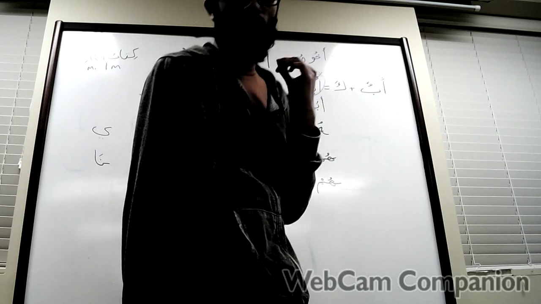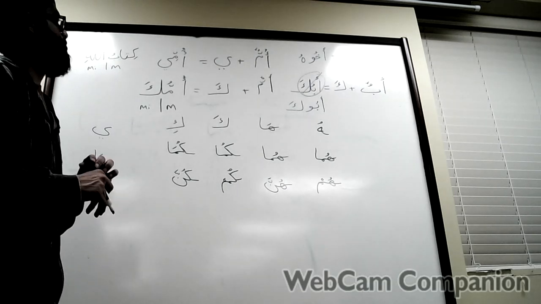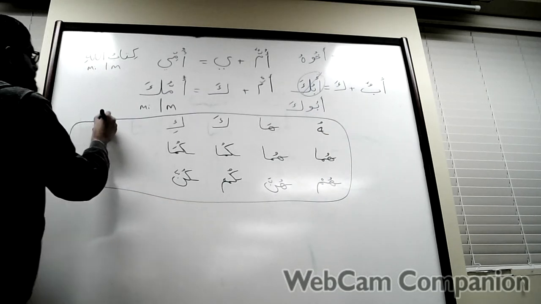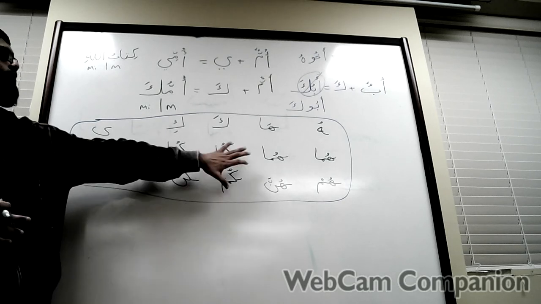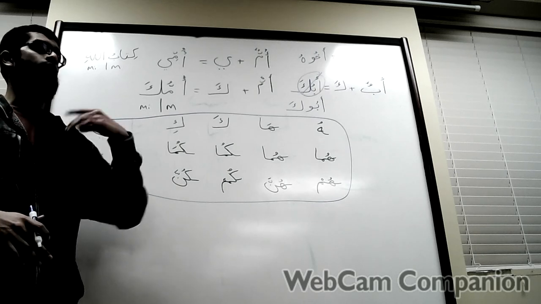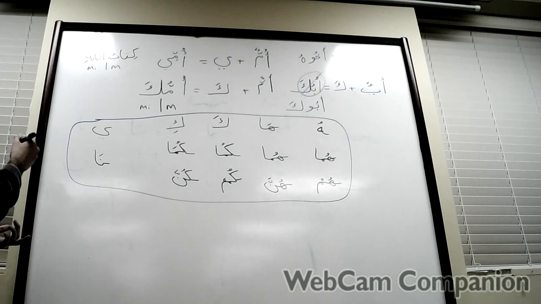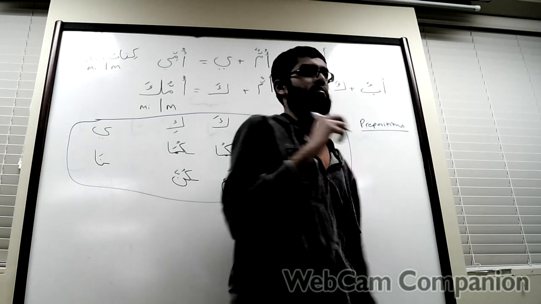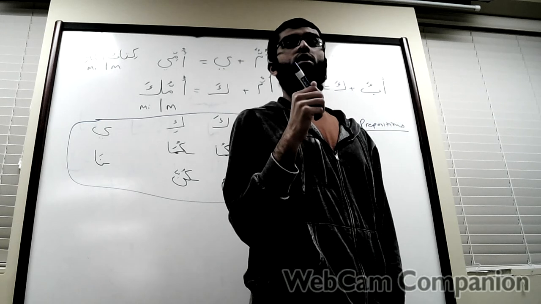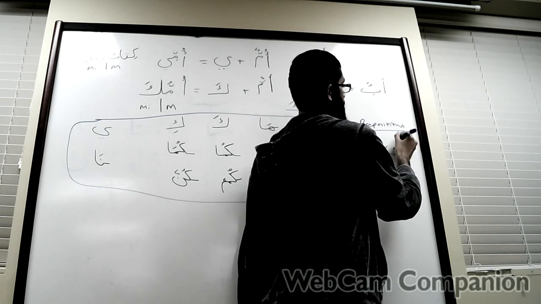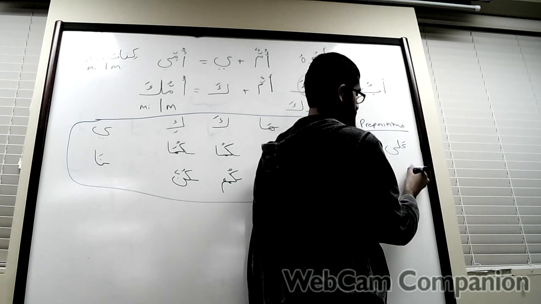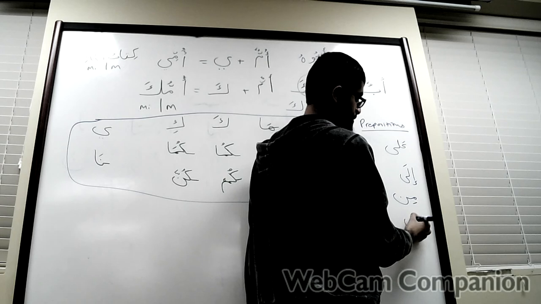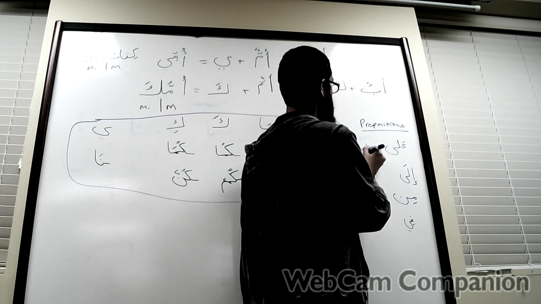So since we're on this as well, these are attachable pronouns. Just like we attach them to nouns, you can attach them to prepositions as well. What are the prepositions that we've learned so far? Someone give me one. Ala means on. Ila means to, min means from, and fi means in. We also learned bi, which means with or in.